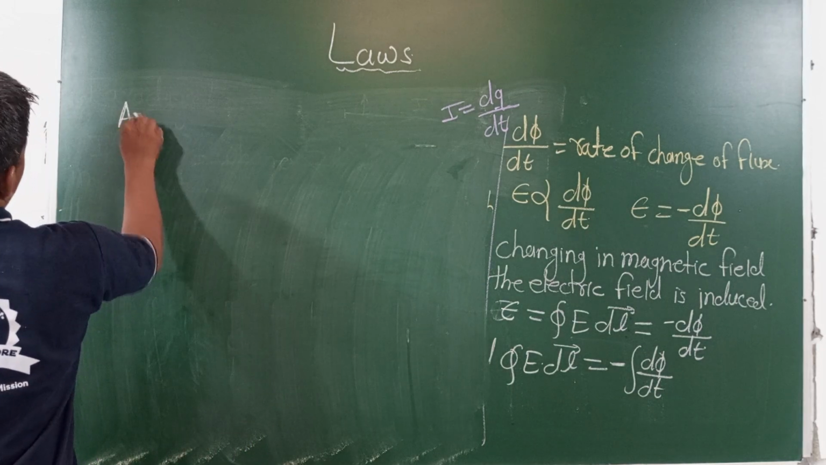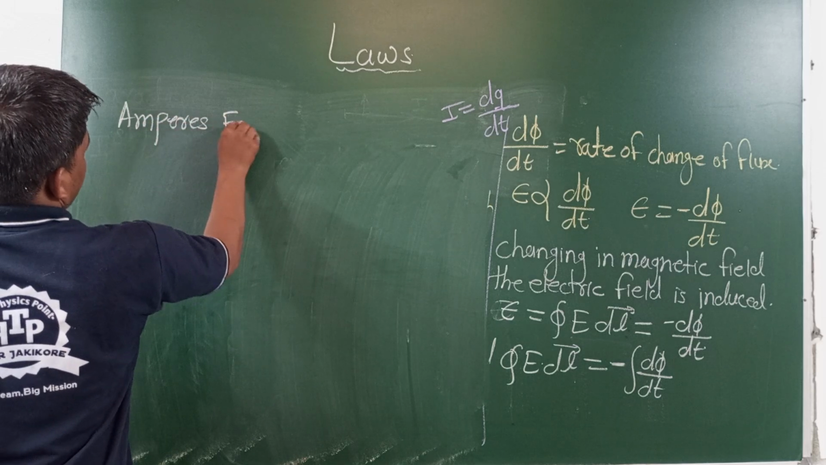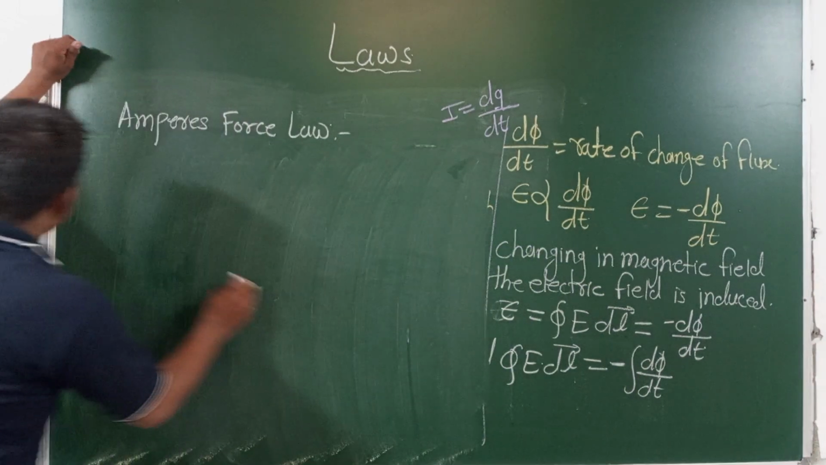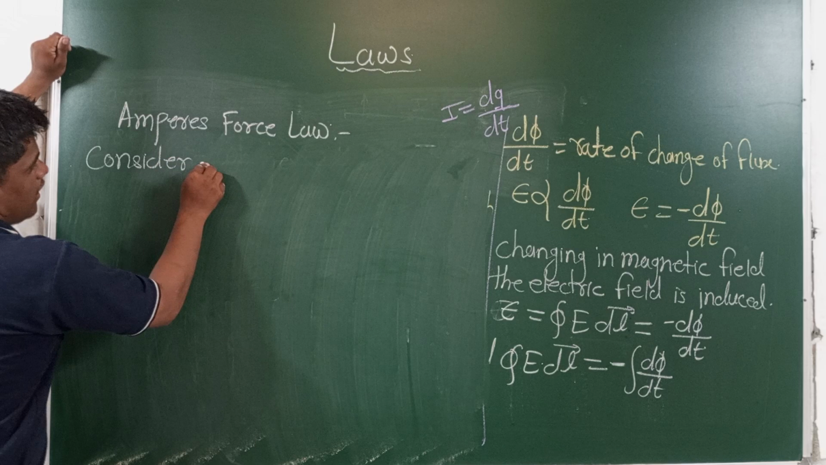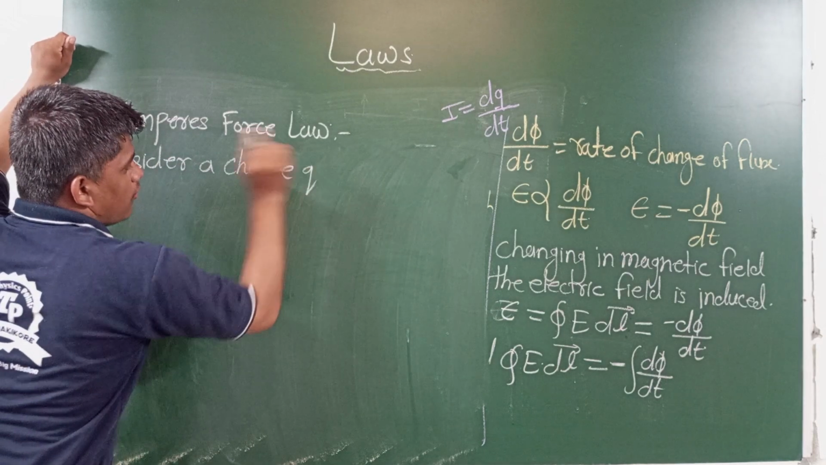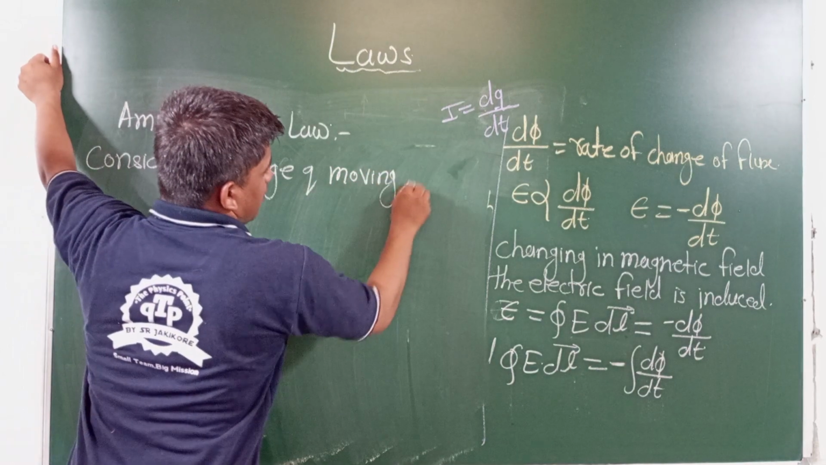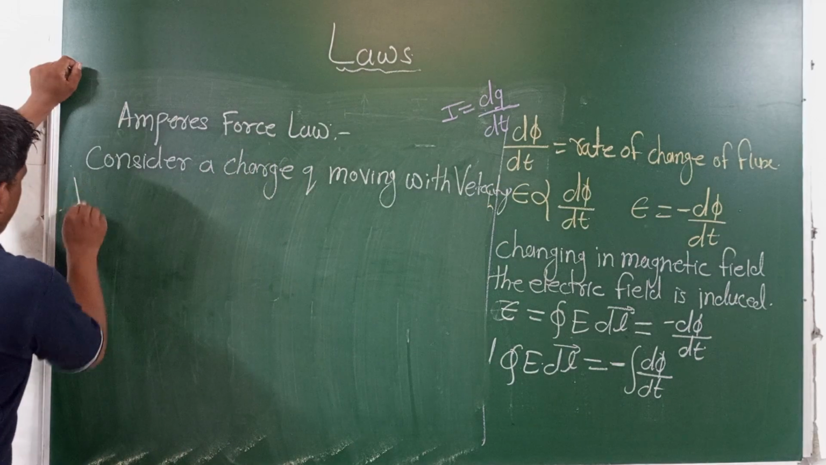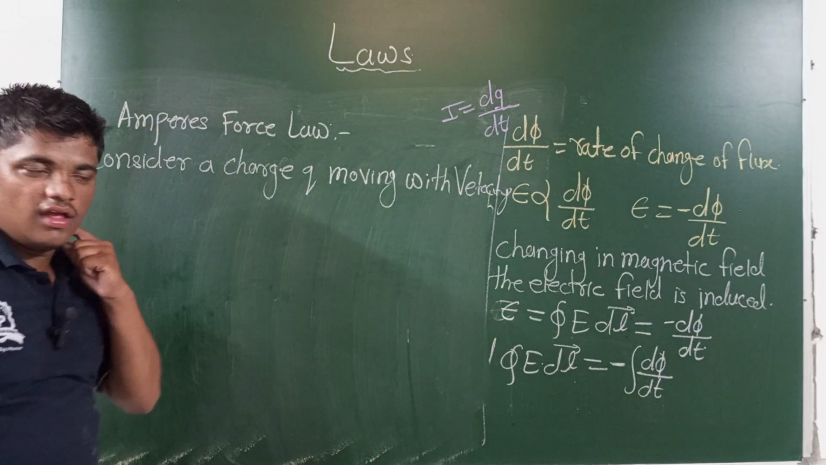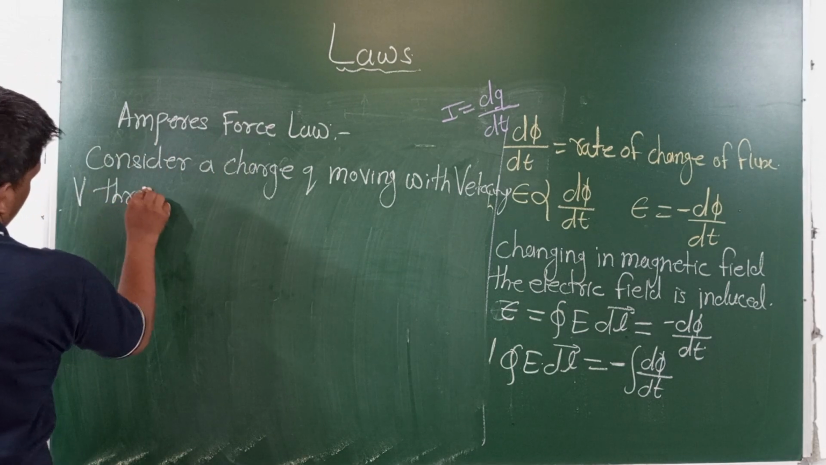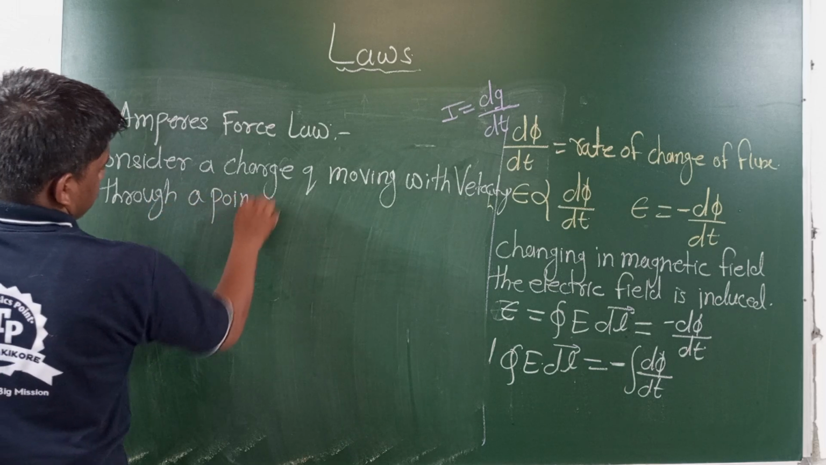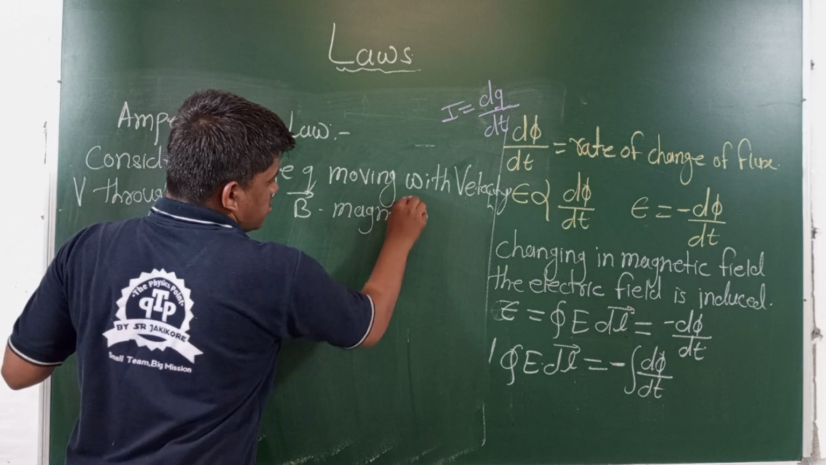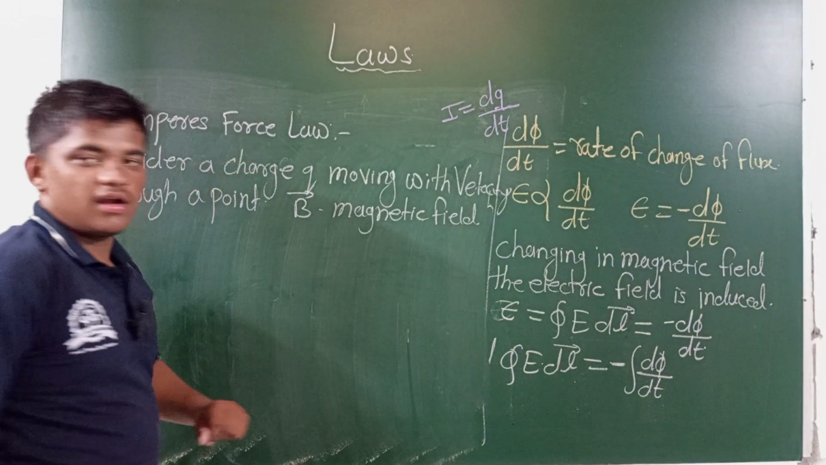Then Ampere's force law. Okay. Consider a charge Q moving with velocity V. Then at a point, B bar is the magnetic field induction. B bar is the magnetic field induction.